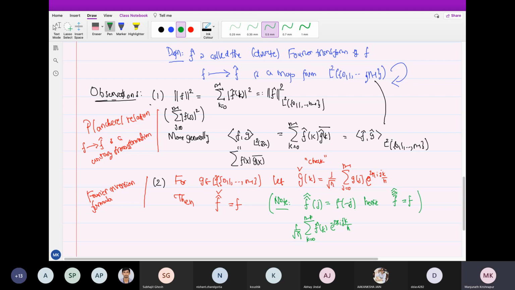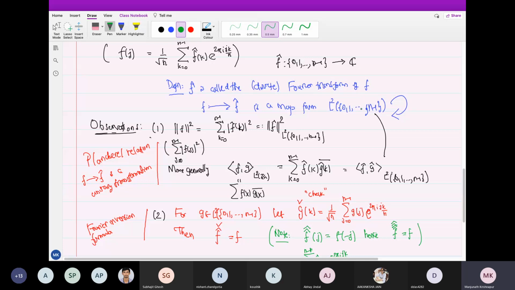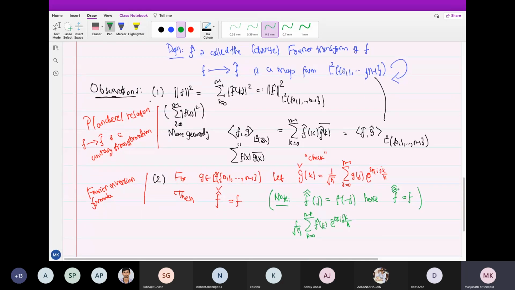Because doing it twice will flip it over, and doing it twice more will flip it again, and you will get back f. So the Fourier transform, if you think of it as mapping functions from 0 to n minus 1 to itself, is an operation which you repeat 4 times and you get back the function. Okay, is that okay?